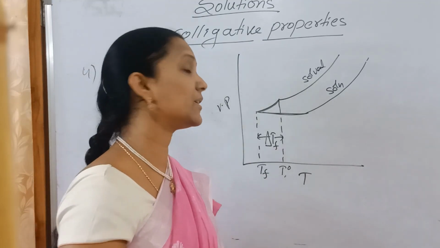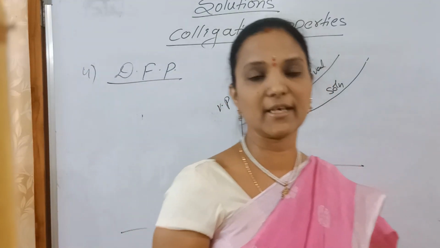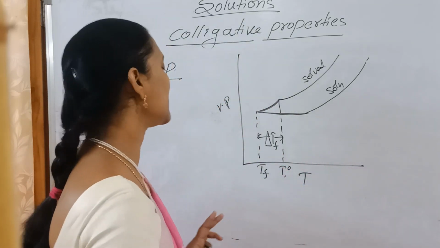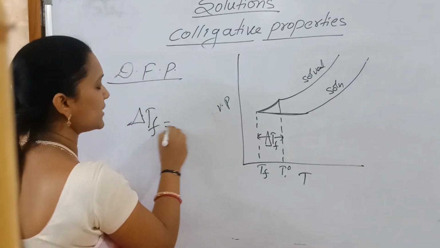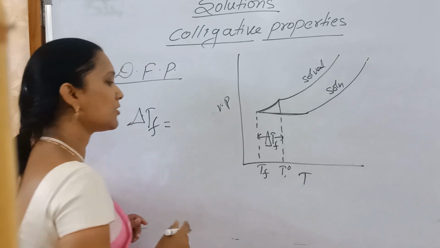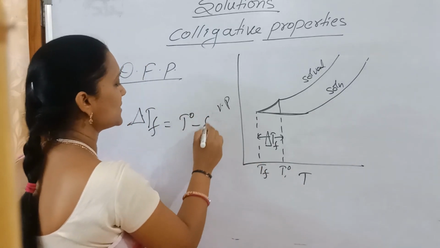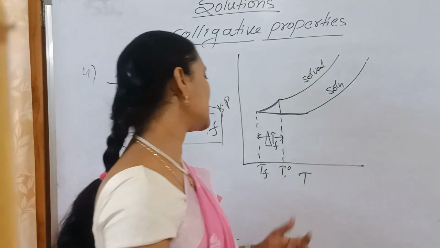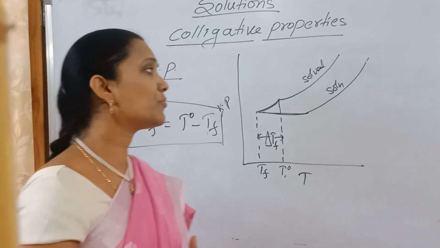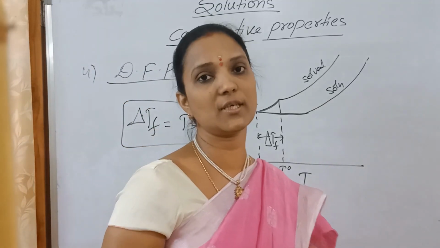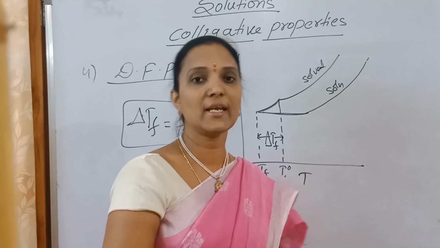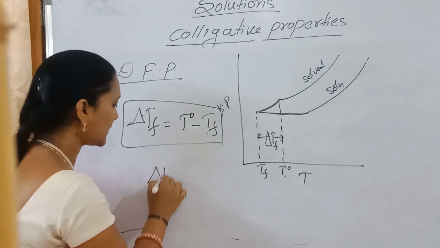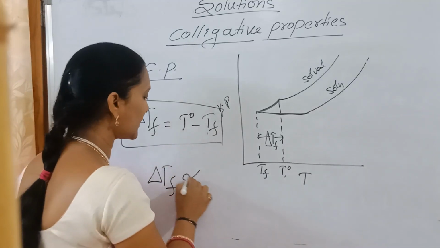So what we have to understand here is that if a non-volatile solute is added, its freezing point decreases and its boiling point increases. How much does it decrease? Delta Tf is equal to T naught minus Tf, since T naught is the bigger one. T naught for water is 0 degrees centigrade. As the number of moles of non-volatile solute increases, concentration increases, and the depression in freezing point also increases. A colligative property is directly proportional to the number of particles.